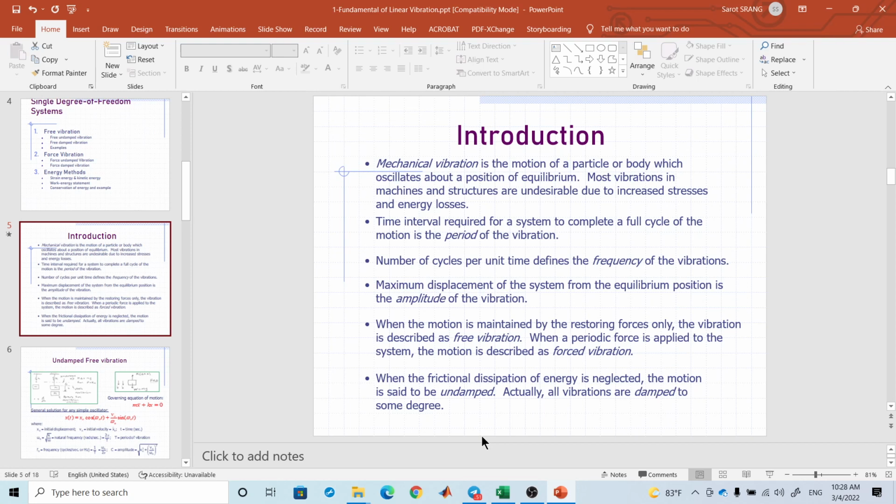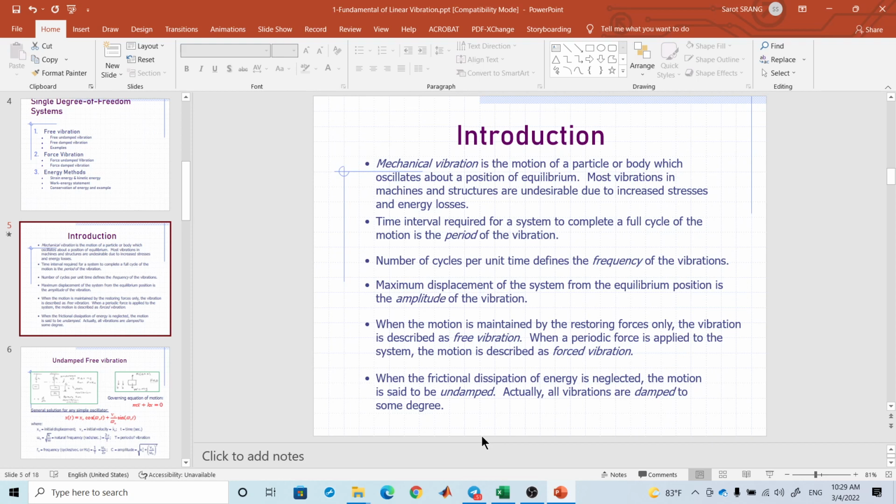Maximum displacement in vibration is the displacement from the equilibrium position to the highest possible magnitude, the amplitude, right? If the motion is restored by 4 means, as I said earlier, you just excite the system a little bit and then let it vibrate freely, then it's called free vibration. Excite it, or give it a sharp impulse force, ding, and then let it vibrate freely. That is called free vibration.